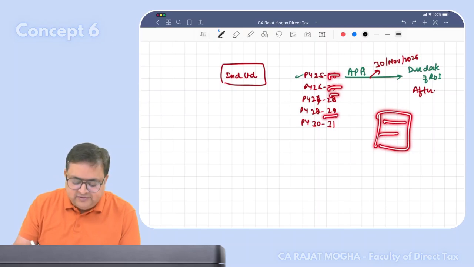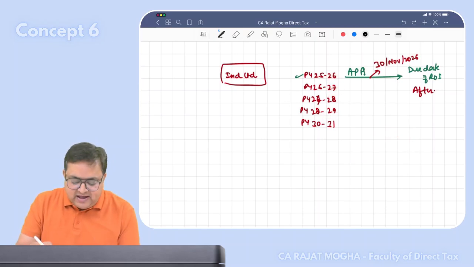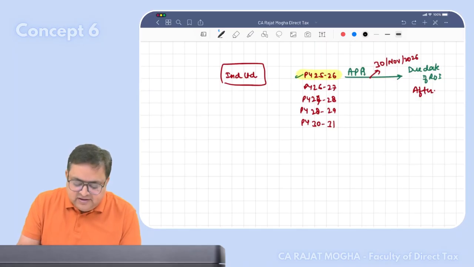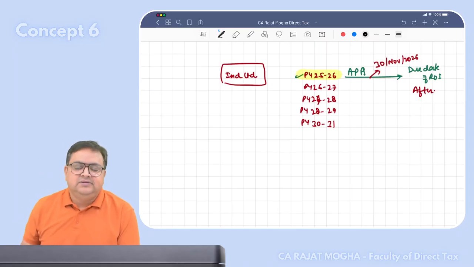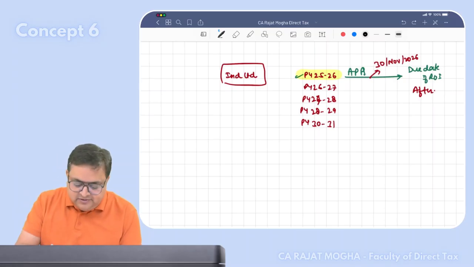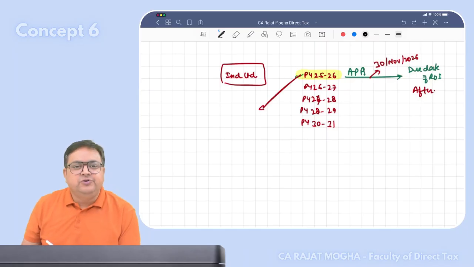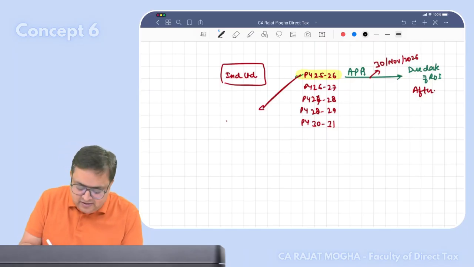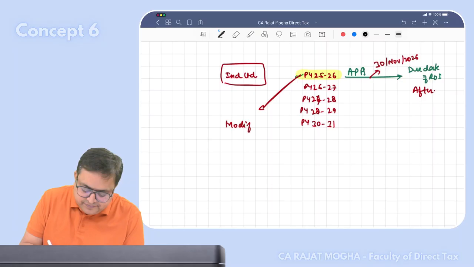This is the 5 years, or might be the rollback thing. Sir, actually what happened is, this year's return we have already filed, sir, before the APA was signed. Sir, what should we do? What should we do? Simple. File a modified return.